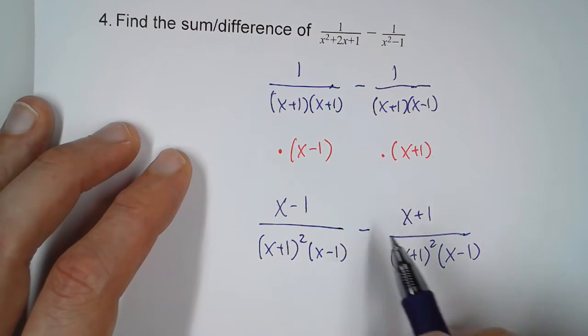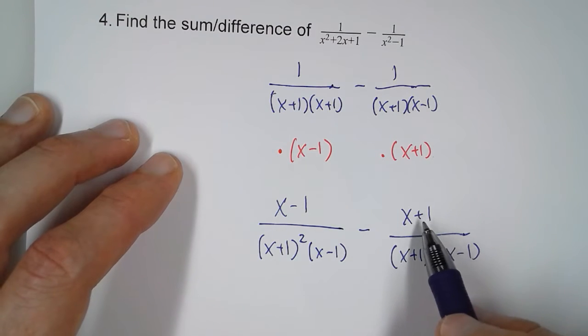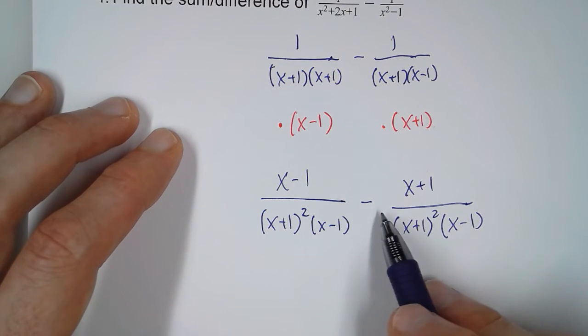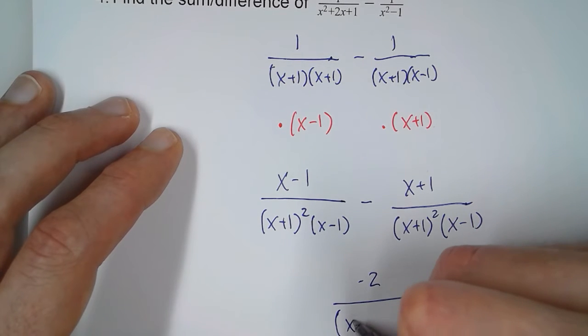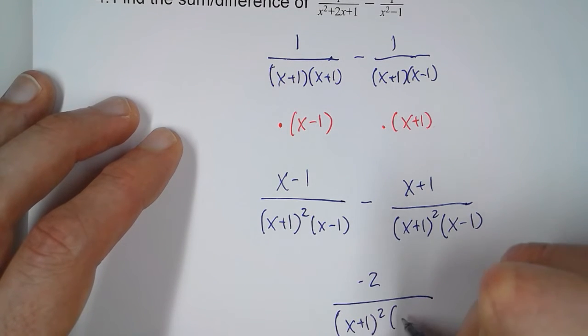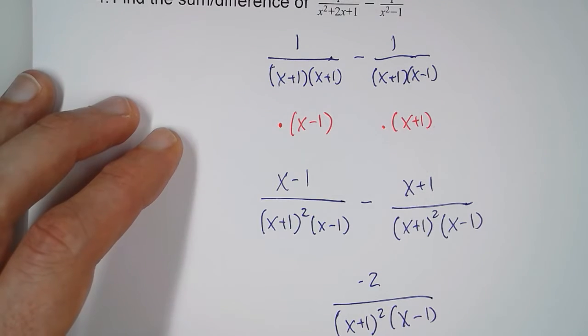So now we can combine these. So x minus x is nothing. So then we have negative 1 minus 1 is negative 2 all over x plus 1 squared times x minus 1.